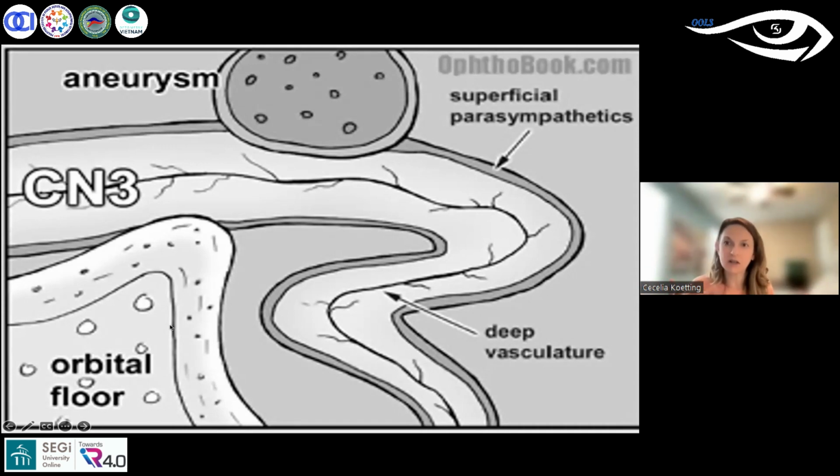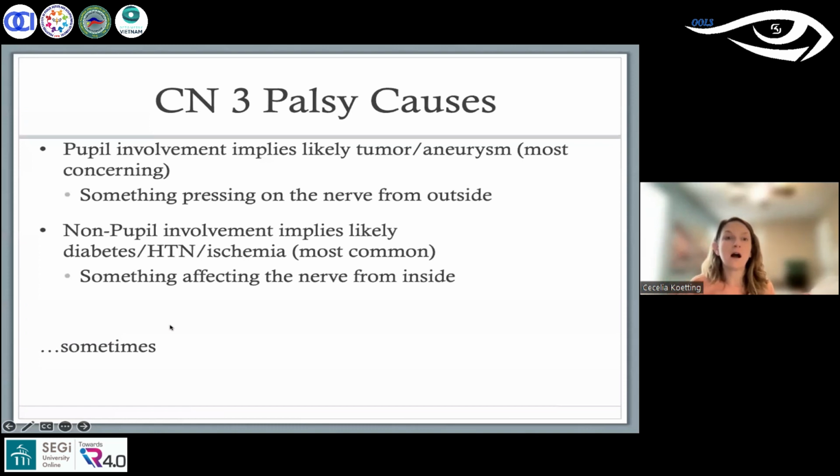Now, can it eventually also have pupil involvement? Yeah, but it's also much less likely. More likely when you have pupil involvement, you've got something outside compressing. So that's why we get concerned for an aneurysm when we have pupil involvement. So again, most concerning, a tumor or an aneurysm, something pressing on the outside, versus the most common causes being ischemic changes from diabetes and hypertension, usually not affecting the pupil.